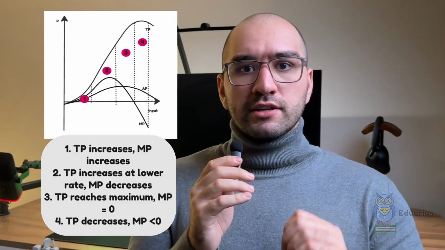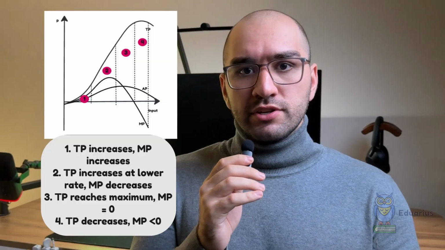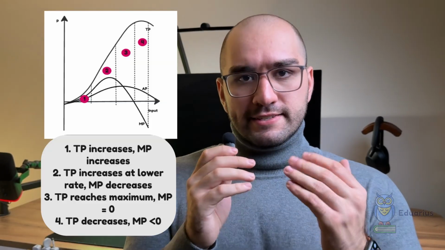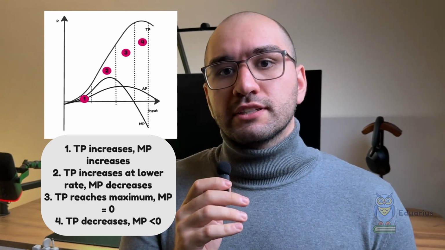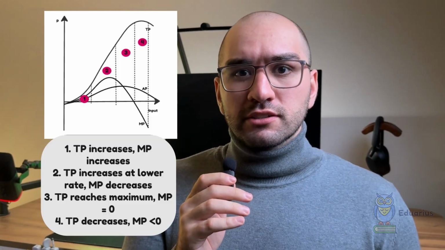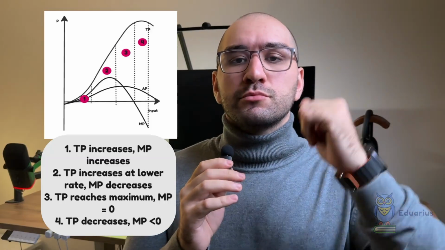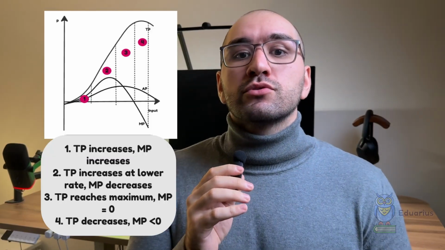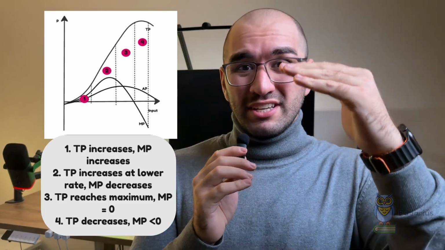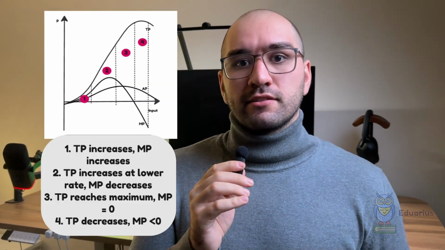So we have 4 stages. The first stage is when the total product increases and the marginal product increases. The second stage is when the total product increases at a lower rate and the marginal product decreases. The third stage is where the total product reaches its maximum and the marginal product equals 0. And the last stage is when the total product decreases and the marginal product is less than 0.